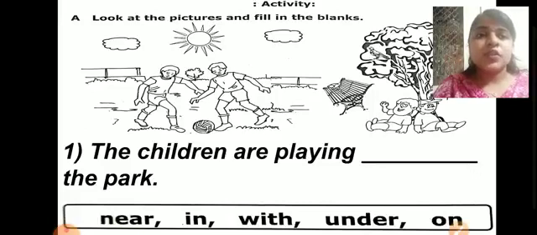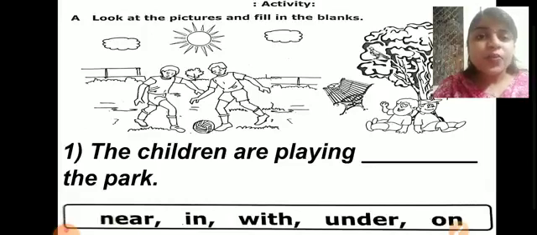Next, look at the pictures and fill in the blanks. This is our activity. Okay children? Now, what can you see in the picture? You can see a park. Yes or no? Here you can see children are playing. You can see a cloud. You can also see the sun. You can see a big tree. Under the big tree, two children are sitting. You can see a bench. Yes or no? Yes.